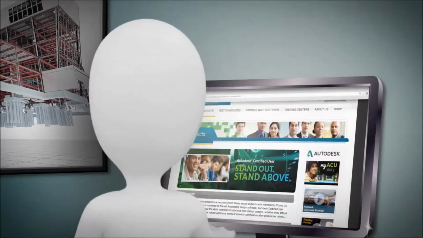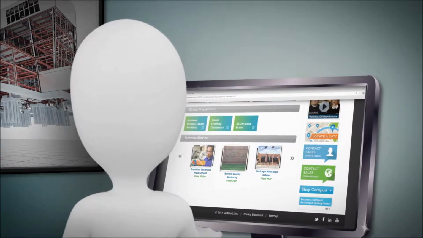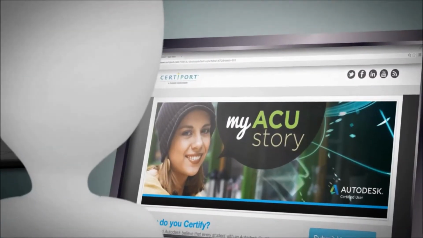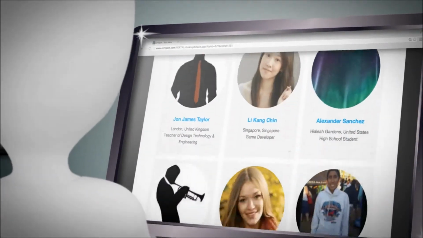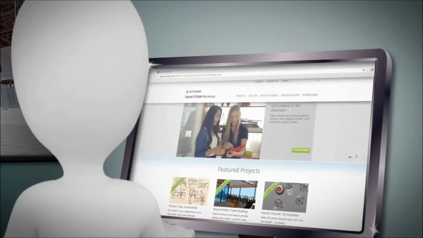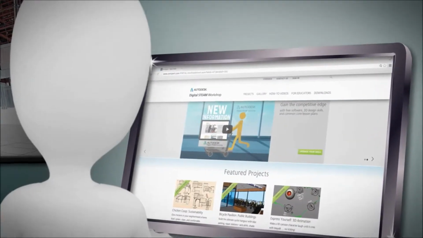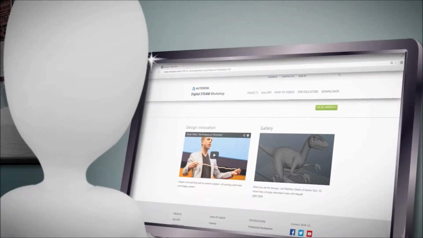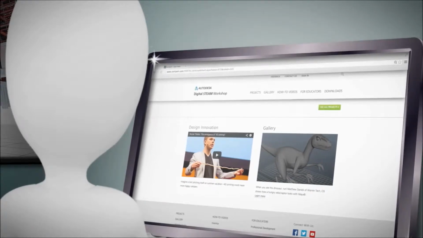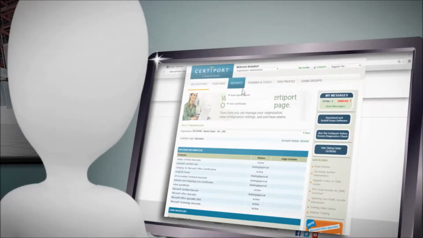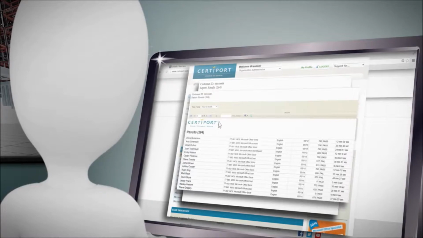And getting up and running is easy. Autodesk and Certiport have plenty of resources to help teachers plan their curriculum to include the knowledge and skills students need to pass the exams, including access to online training platforms designed to complement the classroom experience. And delivery of ACU certification exams is easy and comes with, wait for it, customizable reporting. Yes, that's always a teacher favorite.